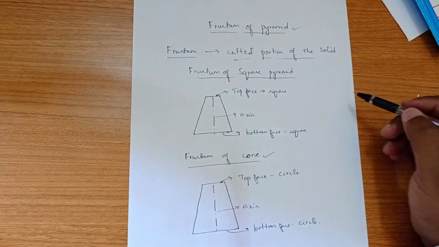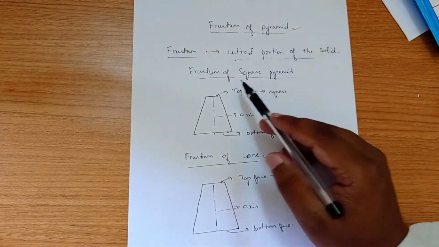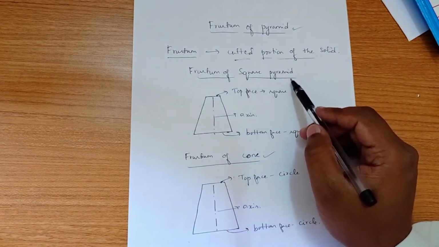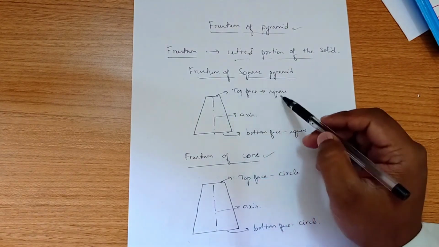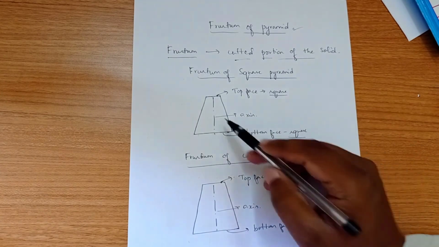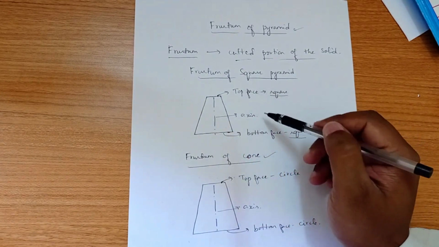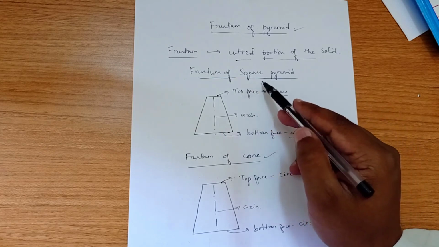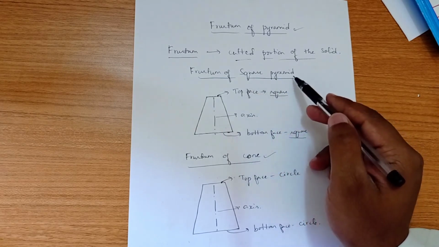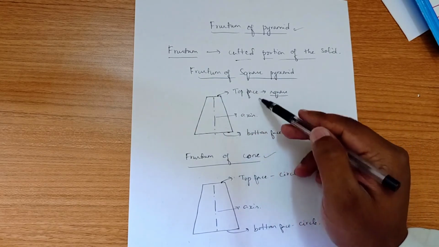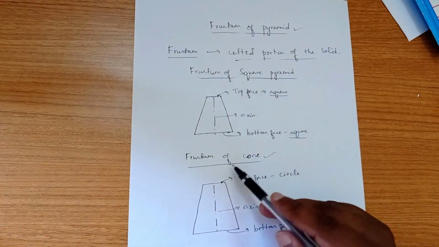Okay, so in the frustum of pyramid, if it is given frustum of square pyramid, both the top face and bottom face will be squares, with the height, that is the axis height, given. So that's the frustum of a square pyramid. For a frustum of a pentagonal or hexagonal pyramid, the top face and bottom face will be the same shape. The same case we can find in the frustum of a cone also.